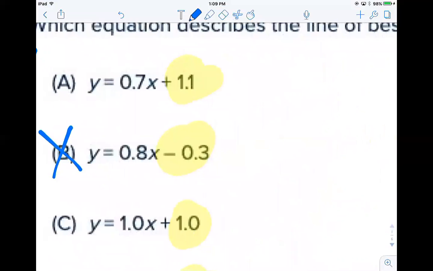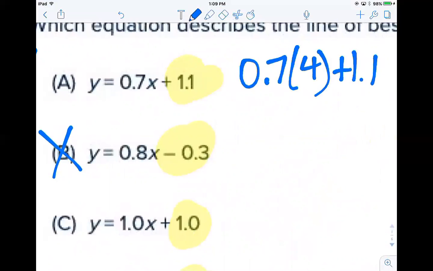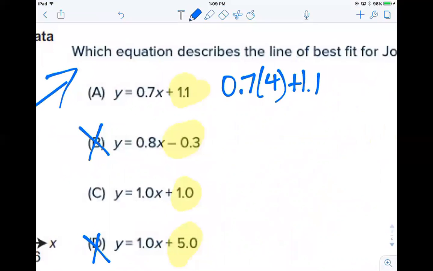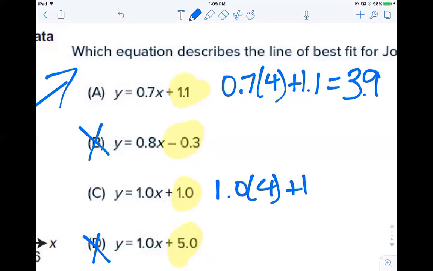So if I check that with choice A, if I take 0.7 times 4 plus 1.1, I get 3.9, which is very close to 4. Before I say yes, it's A, I want to check letter C. I take 1.0 times 4 plus 1.0, which gives me 5. So 5 is too big. It's going to be A.